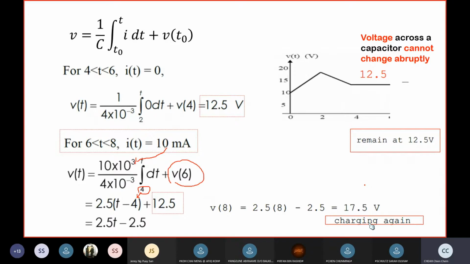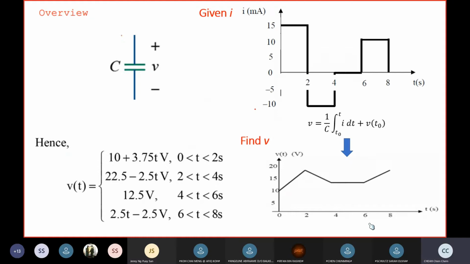So this is an overview. You are given this current over time, and then we use these integration equations, right, with the initial voltage of 10 given to you. Immediately after we put this current, my current cannot change suddenly, my voltage cannot change suddenly. It starts from V, and we have a positive current, so it's charging up. After 2 milliseconds, you charge up to 17.5. And in between, you can use this equation to calculate the voltage.